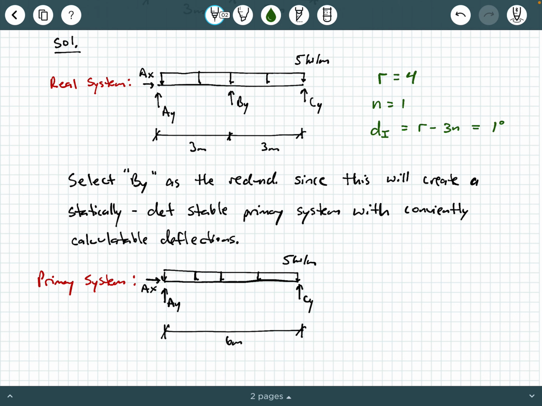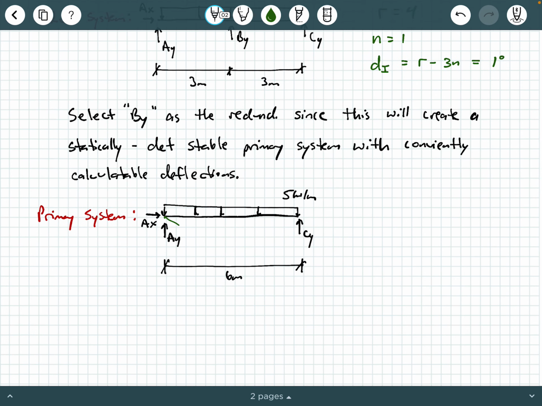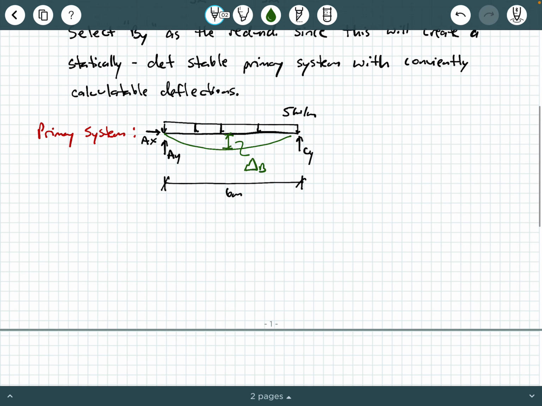So this thing is going to deflect very symmetrically, even though that diagram doesn't look very symmetric, but it will be a symmetric deflection diagram. And right at the middle, at the 3 meter mark, we're going to have, of course, delta B, okay? Now, how do we calculate delta B? Well, that's where we are going to use some pre-derived formulas, or a pre-derived formula.